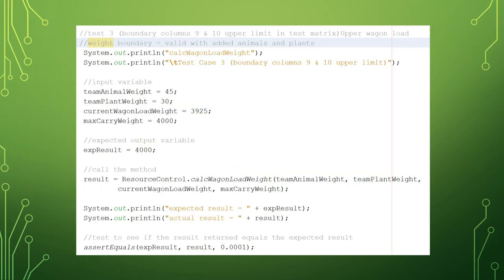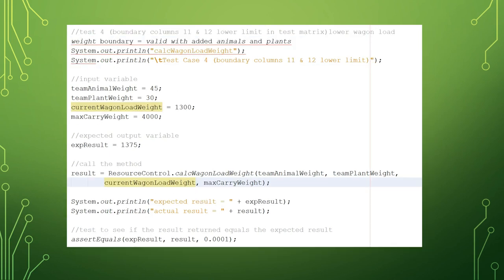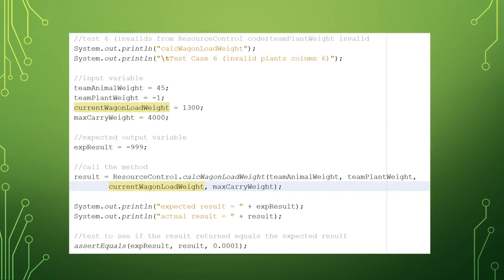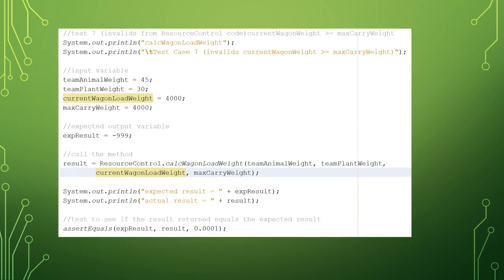This is the Java code to test the upper boundary weight limit. This is the Java code to test the lower boundary limit. This is the Java to test that there are available animals to hunt. And this is the Java code to test that there are available plants to gather. This is the Java code to test when the addition of both hunted animals and gathered plants to the current wagon load weight would exceed the maximum wagon load weight.